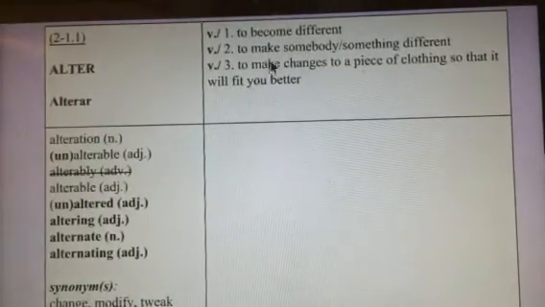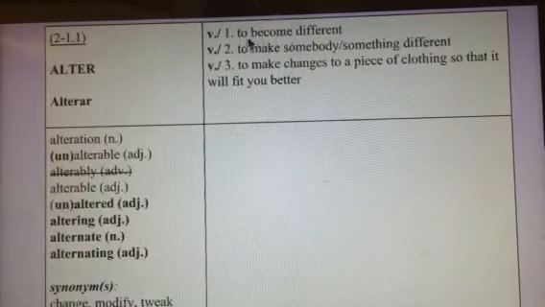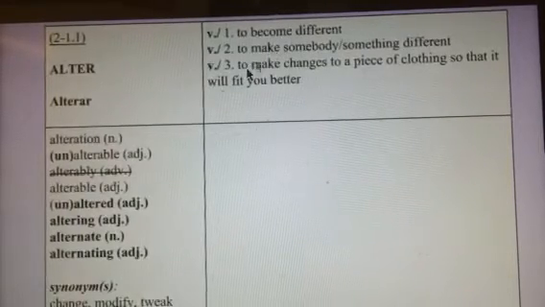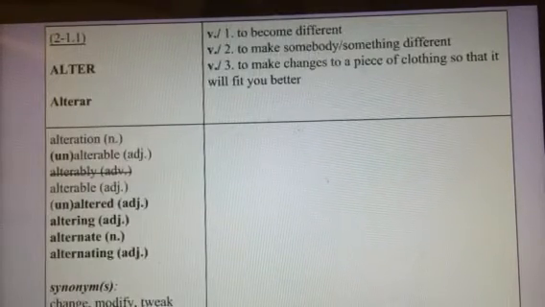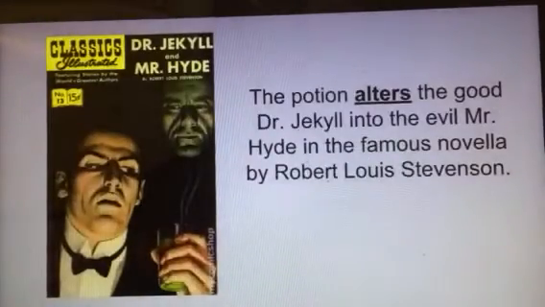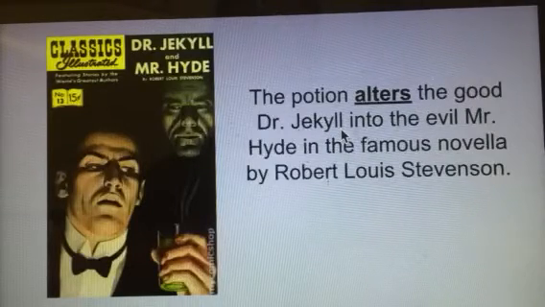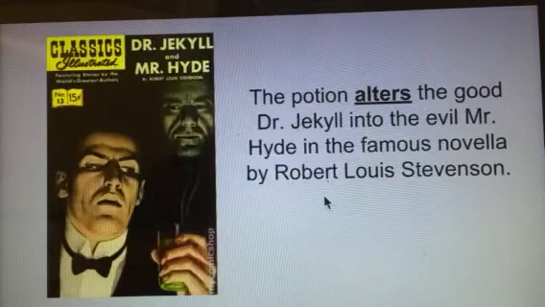Second definition is to make somebody or something different. Okay? So the first one is to become different. The second one is to make somebody or something different. And let's take a look at an example for that one. Your academic word of the day sentence fits this definition, where we have the potion alters the good Dr. Jekyll into the evil Mr. Hyde in the famous novella by Robert Louis Stevenson.